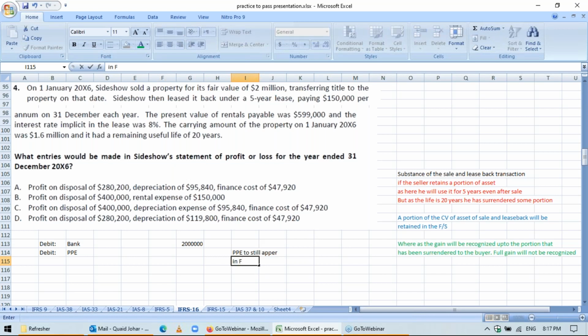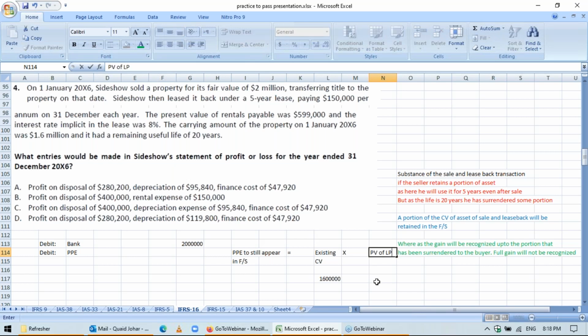Now, how much? The property, plant, equipment carrying value to appear in financial statements will be as follows. How will you determine the portion that will appear? Because he is going to use for 5 years. The portion will be like this. The existing carrying value, which is, according to the question, 1.6 million. This is what right now is present in the financial statements. So this will be multiplied by the present value of lease payments.